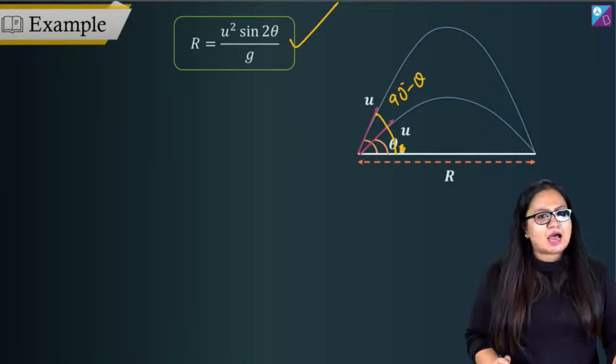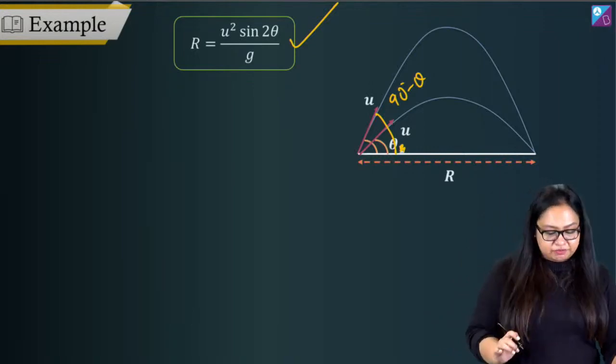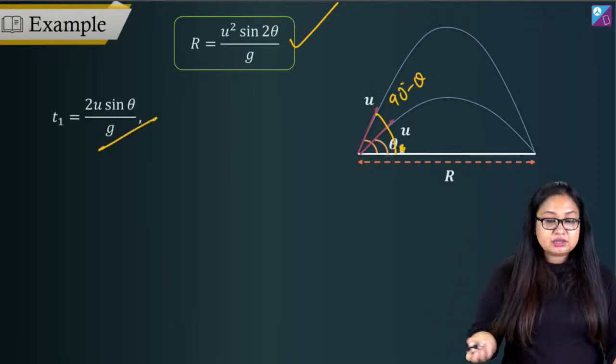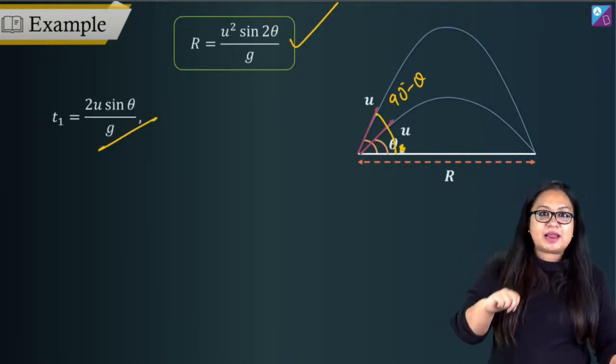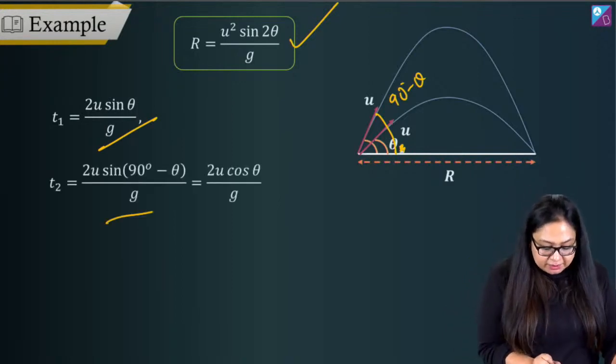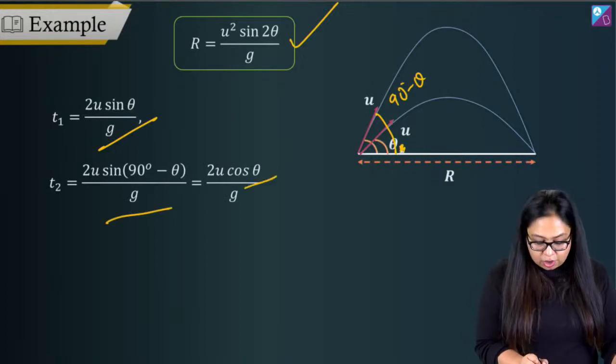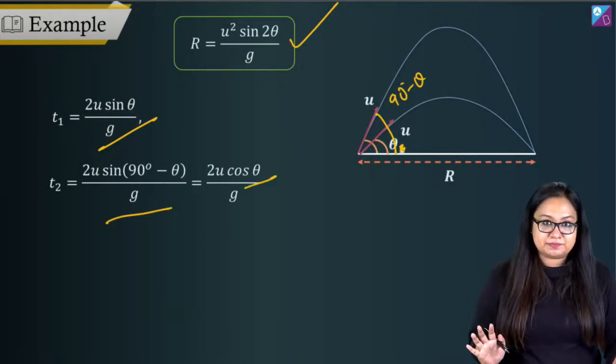Okay. Now, we're talking about times of flight. So, T1 will be how much? First time of flight will be 2u sine theta by g. For second time of flight, we need to apply? Yes, 90 minus theta. So, second time of flight will be 2u sine of 90 minus theta by g. Sine of 90 minus theta is cos theta. So, 2u cos theta by g.